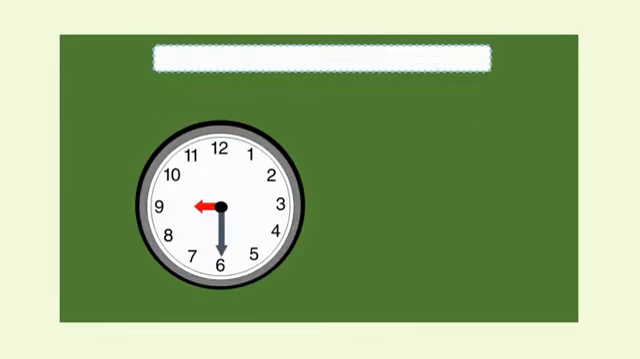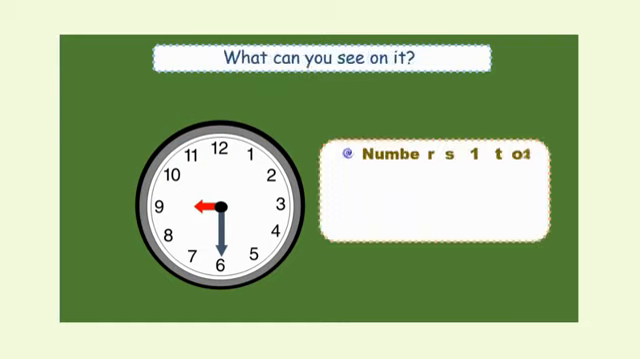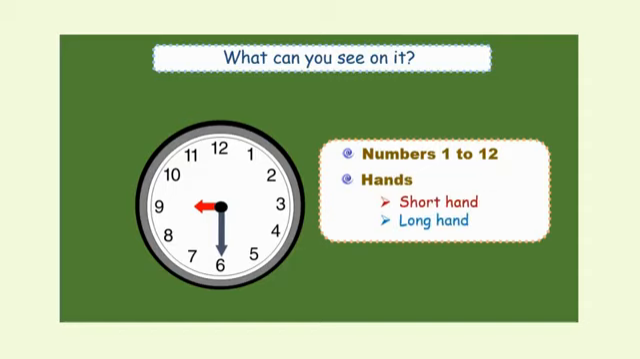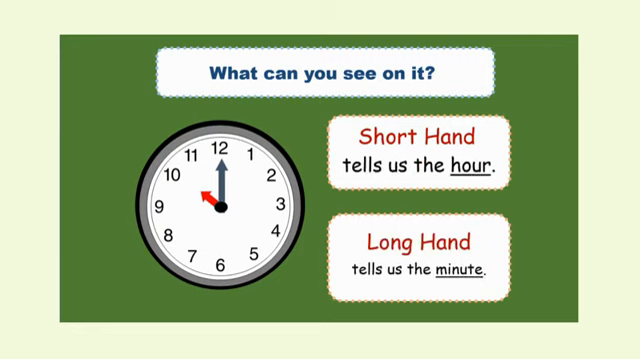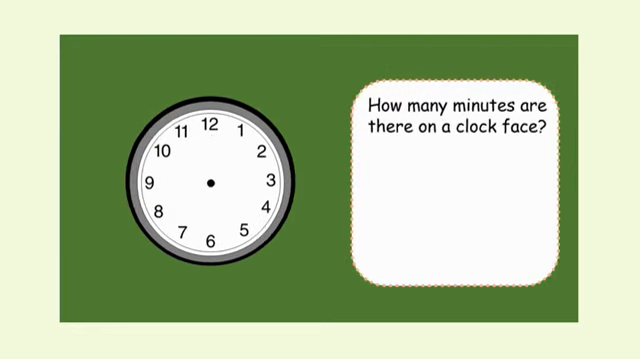Let's start. Look at the clock below. What can you see on it? Okay, we can see numbers 1 to 12. We can also see the hands of the clock. We have the short hand and the long hand. The short hand of the clock tells us the hour, while the long hand of the clock tells us the minute.